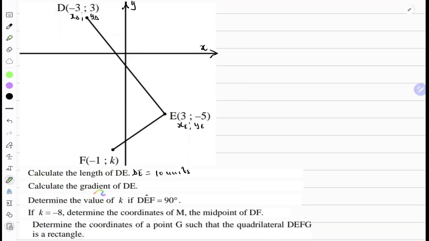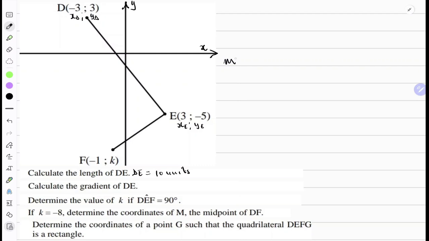So the next question says calculate the gradient of DE. So they want the gradient for this line. So the answer that we expect is a negative gradient because we have a negative slope. So we can use the gradient formula. Notation once again is important.